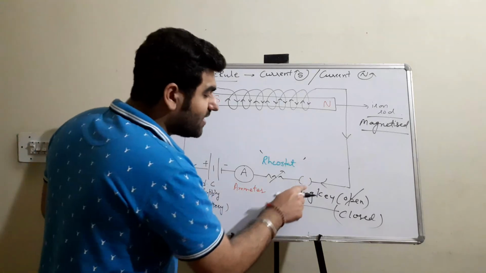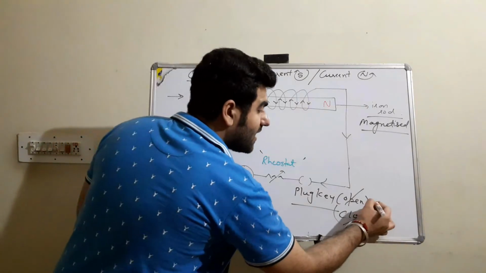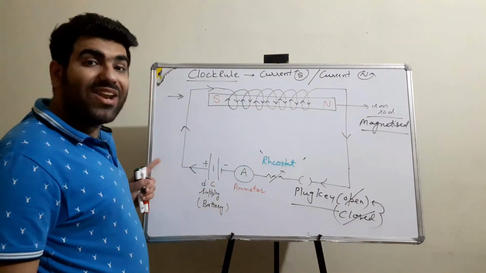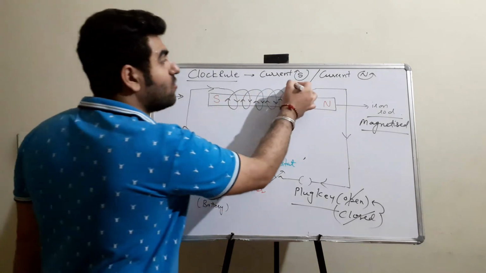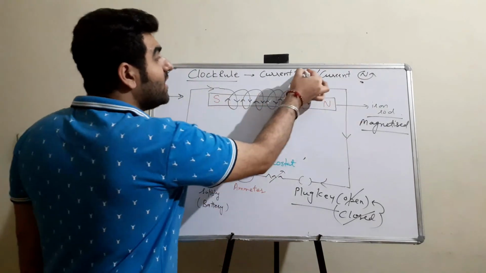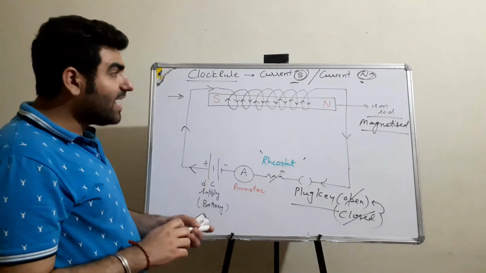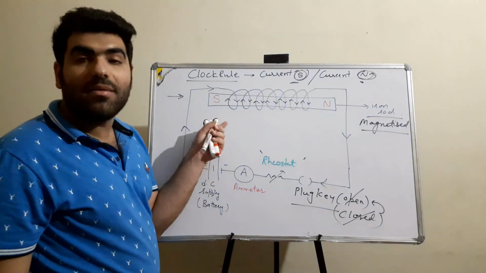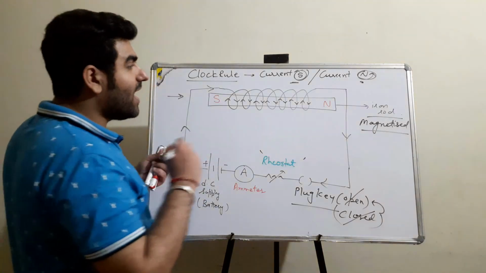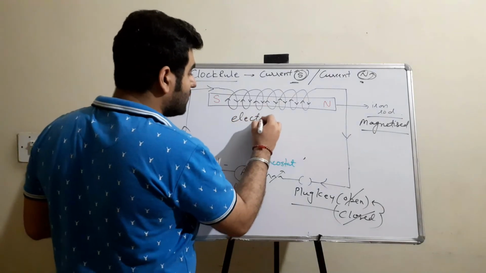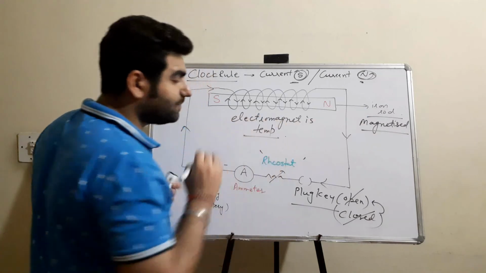Alright, now imagine the key is open. It means the circuit is open. If the circuit is open, no current will flow. If there is no current, there is no direction as clockwise and anti-clockwise, these poles will not be generated, and there will be no magnetism. So that is why, as long as the current flows, it will remain a magnet. When the current stops, it will lose its magnetism. So that is why this electromagnet is temporary.